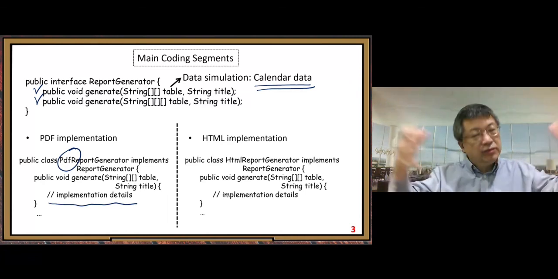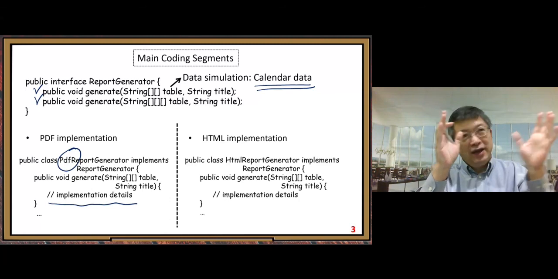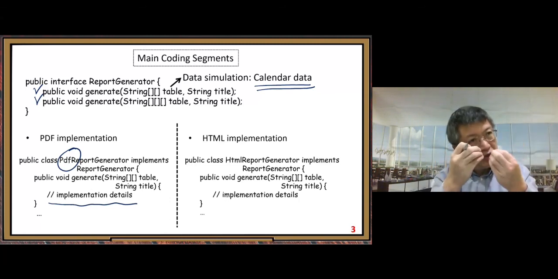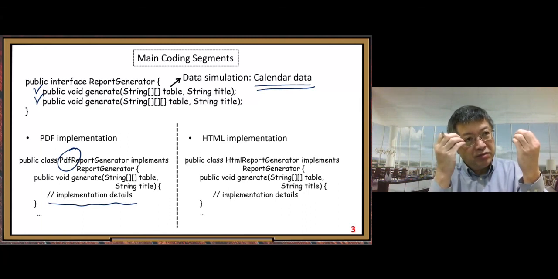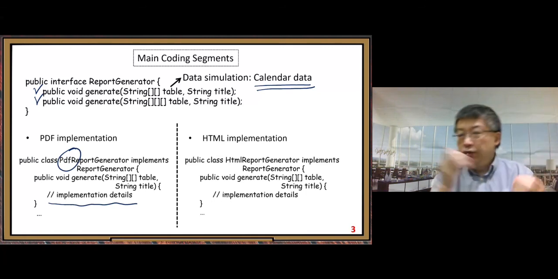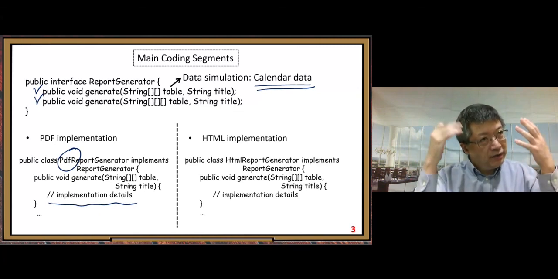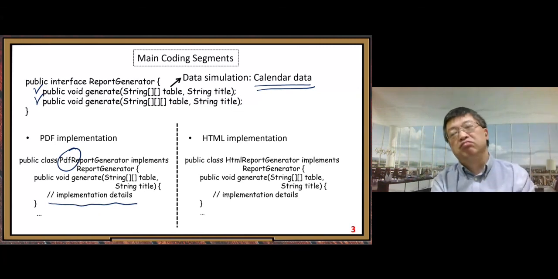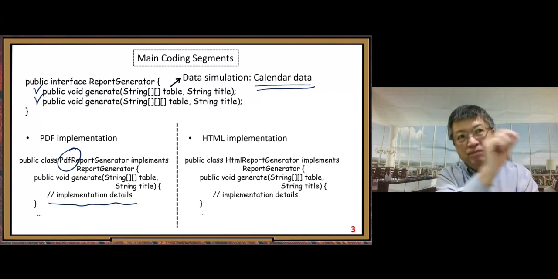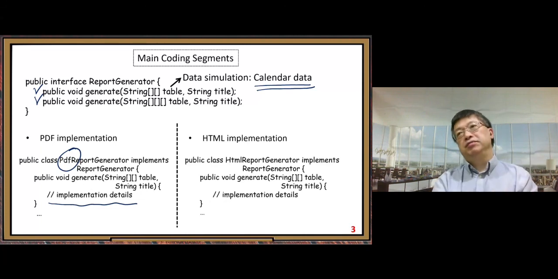In our complete program, finally we need to run a main method. In our main method, at some point we need to make a decision: do we use the PDF implementation class, or do we use the HTML implementation class? So there is a real switch step you need to do. That's our first solution.